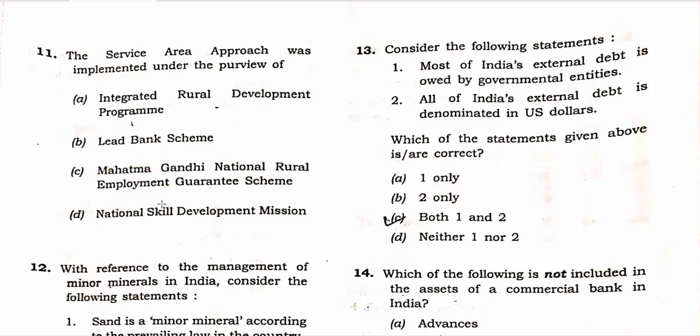Second, all of India's external debt is denominated in US dollars. So it is actually multiple currencies. You just can't rely on only one particular currency. Let's say if you're borrowing from any other country and they give it in terms of SDRs or they give it in terms of euro, yuan, you just can't deny it. You need to take them. So which means that it can't just be denominated in US dollars. In that case, the 13th answer is actually D, neither 1 nor 2.